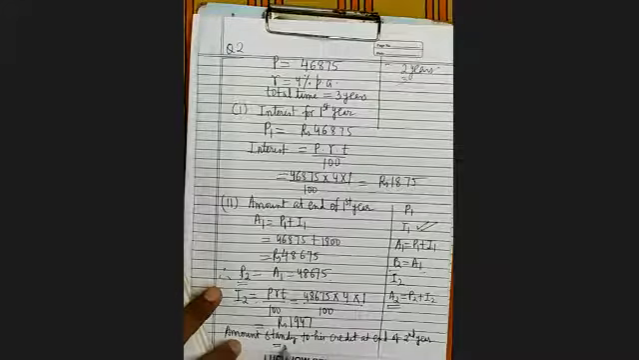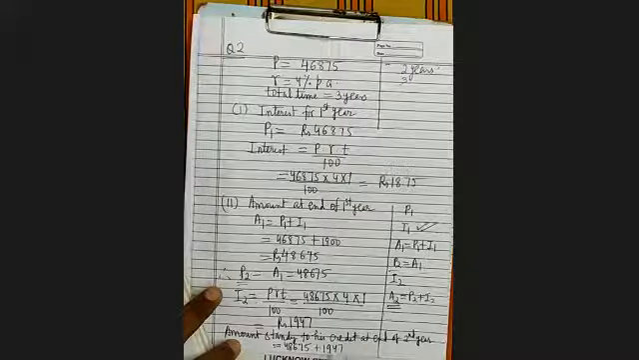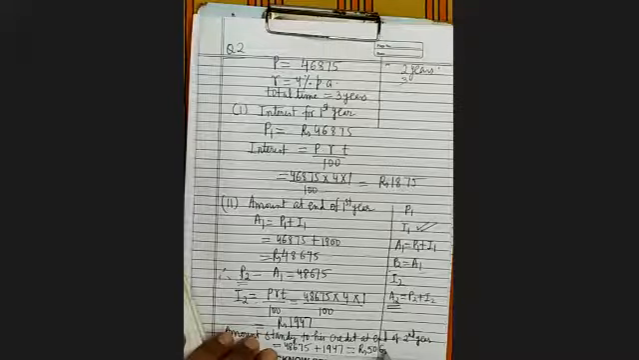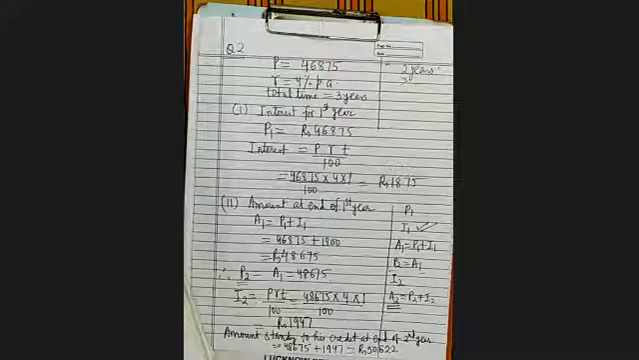It will be equal to 48675 plus 1947. So you calculate this. It will be rupees 50622. This will be the amount. It is clear? Now you have to find the interest of third year.